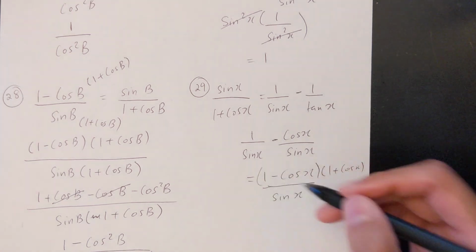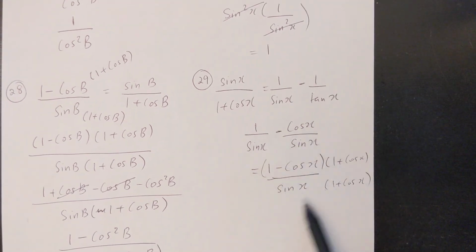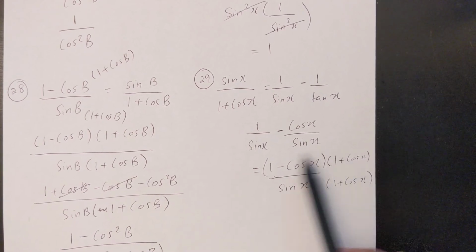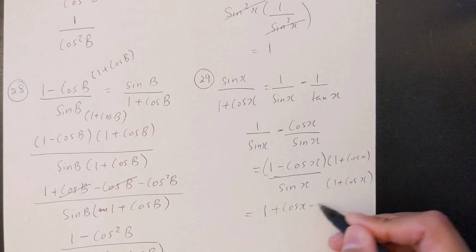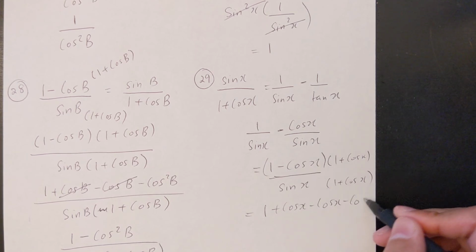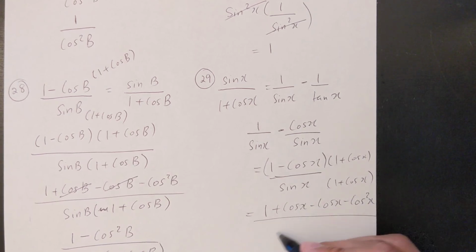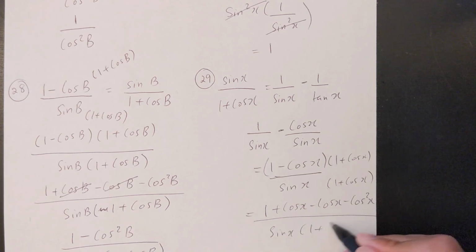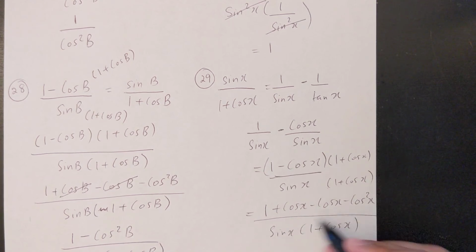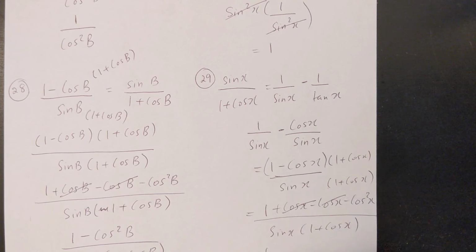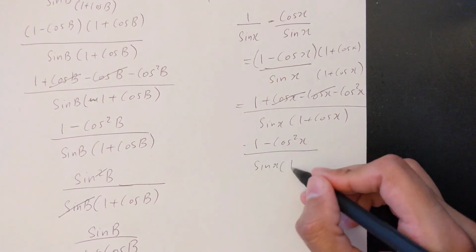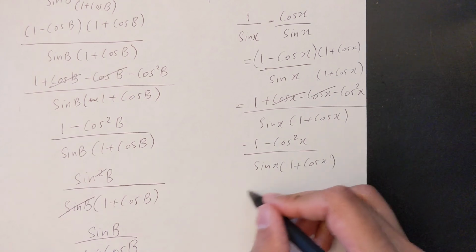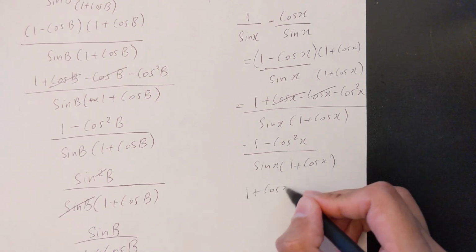Just bracket it in the same step, but it's exactly the same as when we reach this point here. It's exactly the same as the previous question. I'm going to FOIL out those two brackets: 1 plus cos x minus cos x minus cos square x, over sine x times 1 plus cos x. Combine like terms, those cancel, so 1 minus cos square x over sine x times 1 plus cos x, and then factor the top by difference of squares.